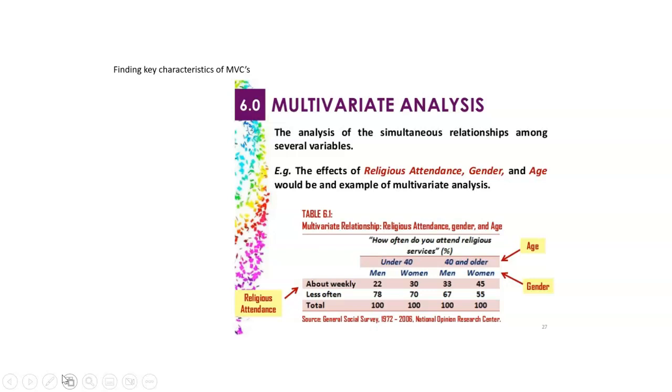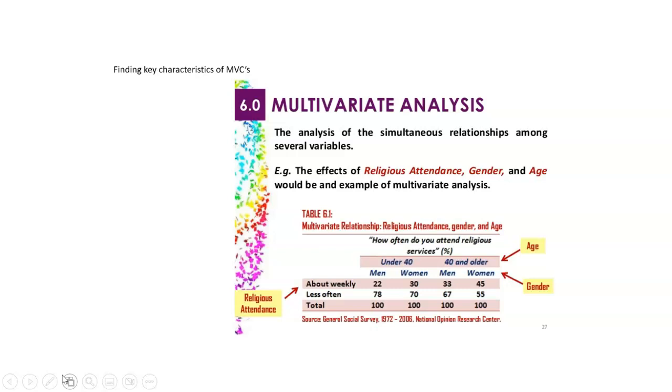In this example, basically what you're doing is trying to find out which trait contributes most to a certain behavior. The trait is called an independent variable, and the behavior is called a dependent variable. The little chart down here takes the traits of age and gender as the independent variables and the behavior of religious attendance frequency as the dependent variable.